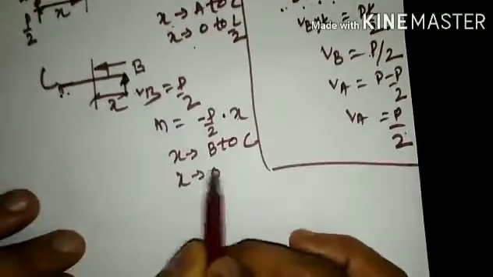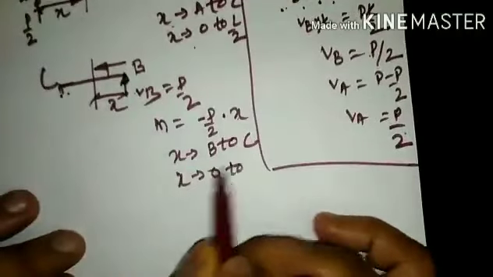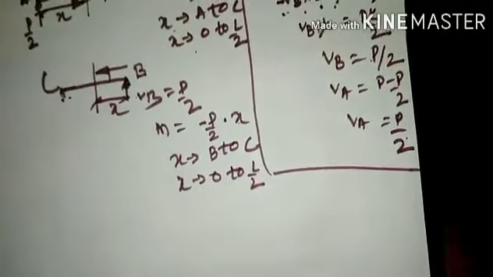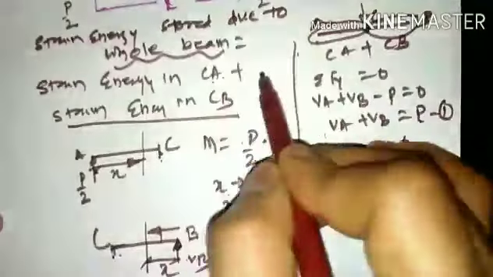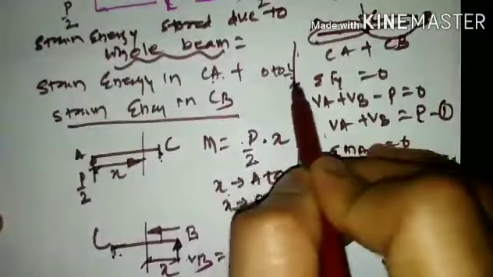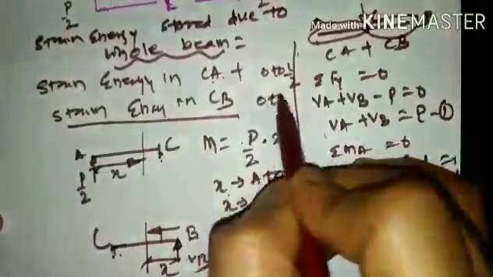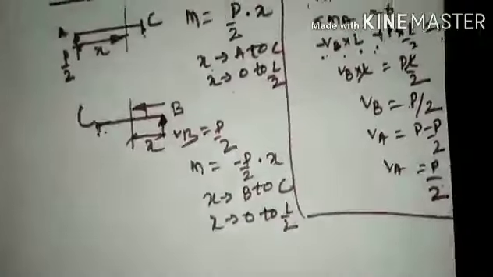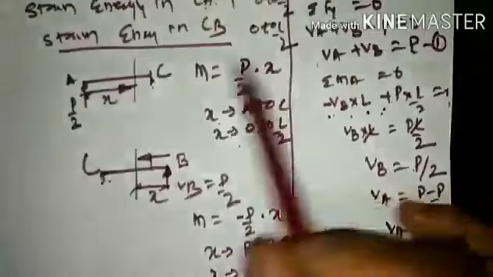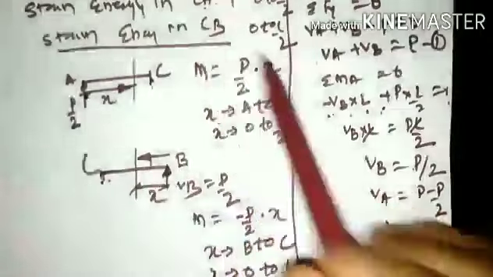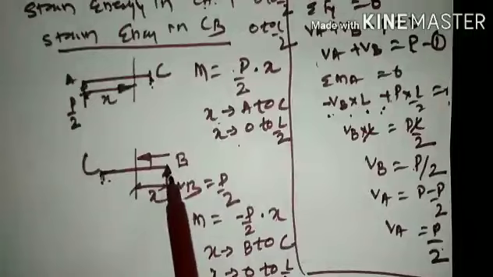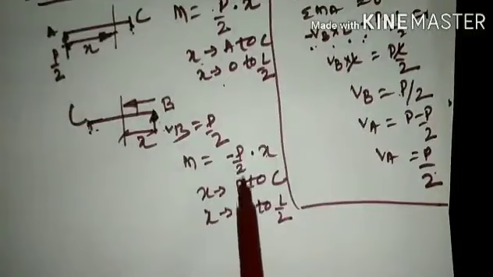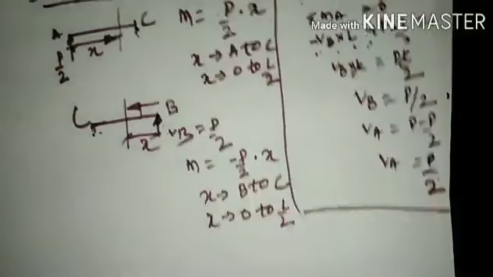When X is at B, it will be 0, and when X reaches C, the X value will be L by 2. So the limits of integration that we are going to adopt for CA will be 0 to L by 2, and for CB it will be 0 to L by 2. So these are the limits of integration and the corresponding moment values. Here it is positive because VA rotates in the clockwise direction. On the other hand, VB rotates in the anti-clockwise direction. For that reason, this value is considered as minus P by 2 into X.